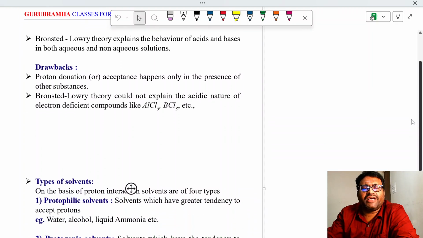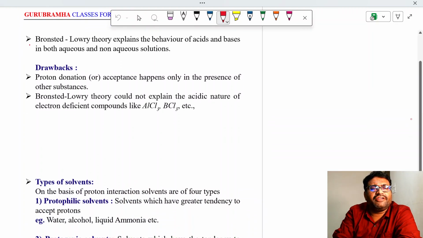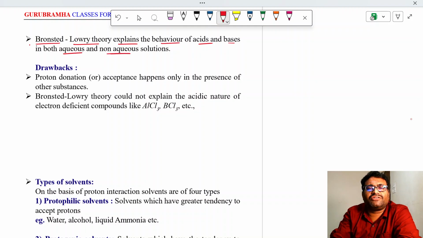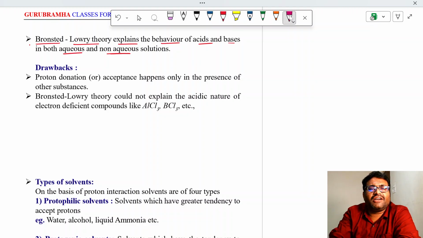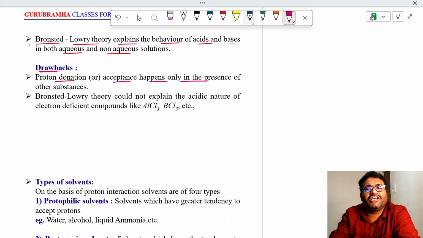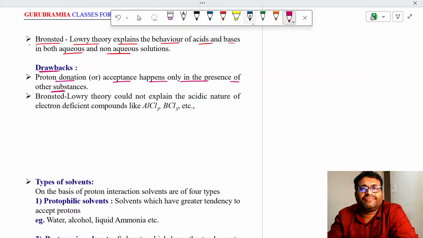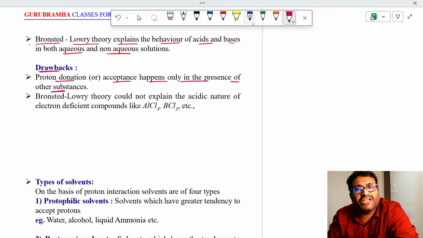So what are the drawbacks of this Bronsted-Lowry theory? Bronsted-Lowry theory explains the behavior of acids and bases both in aqueous and non-aqueous solutions. That is one of the advantages. What are the drawbacks? Let us see. Proton donation or acceptance happens only in the presence of another substance. One substance can donate a proton only if another substance takes this proton, and a substance can accept a proton only if another substance donates a proton.